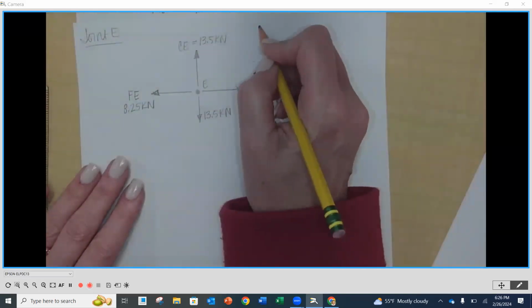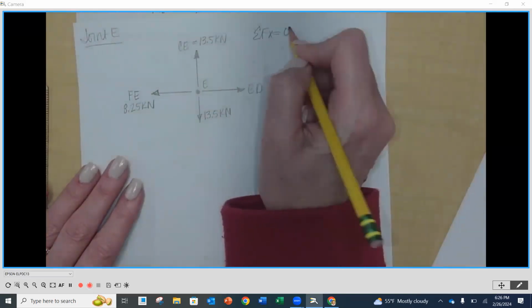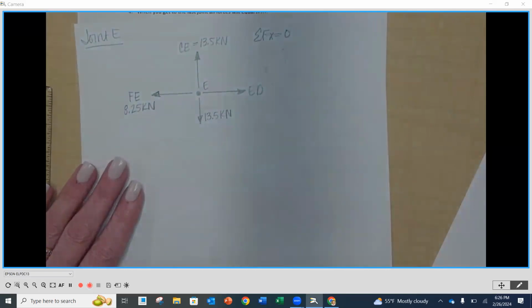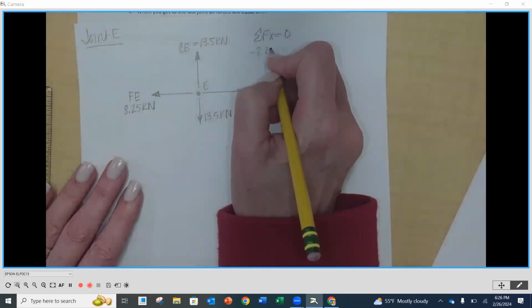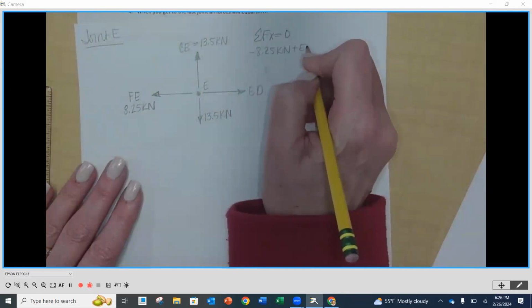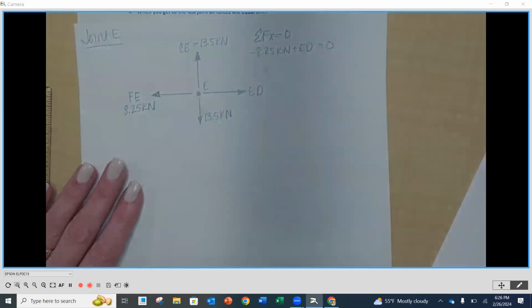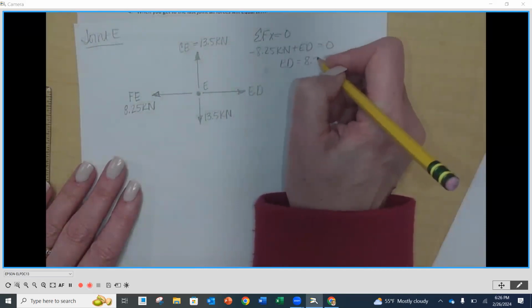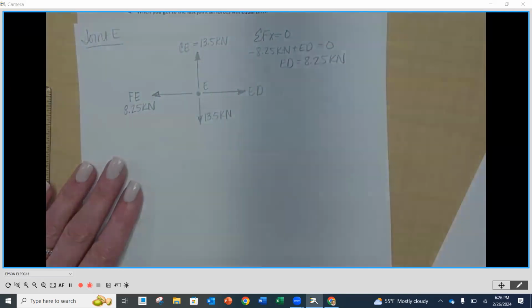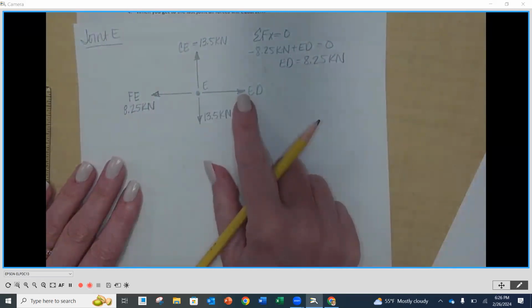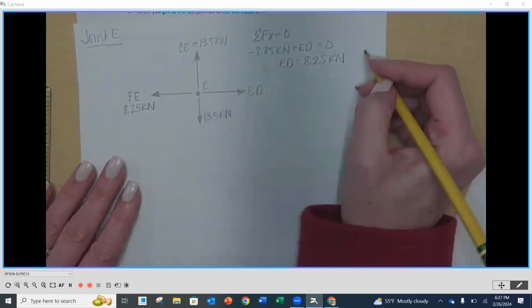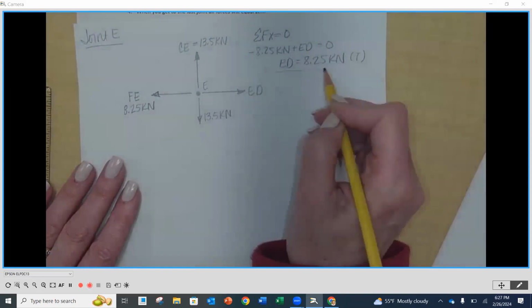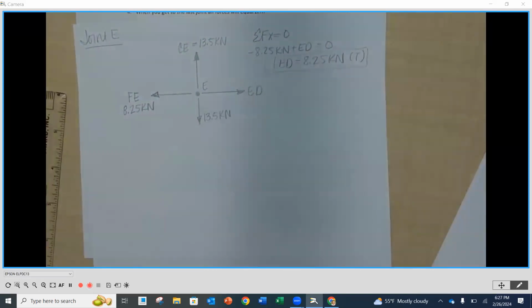And my only unknown is ED. So I'm going to sum my forces in the X direction equal to 0. And I've got a negative 8.25 kilonewtons plus ED is equal to 0. ED is going to be equal to 8.25 kilonewtons, positive value. So the direction is correct. And it's pulling away from E, so it's in tension. You don't need to do a sum of the forces in the Y because there's nothing to solve for in the Y, and we can see that they balance out.